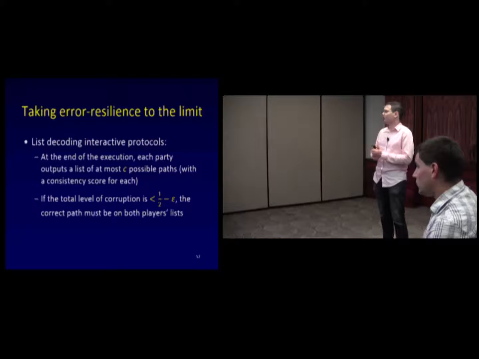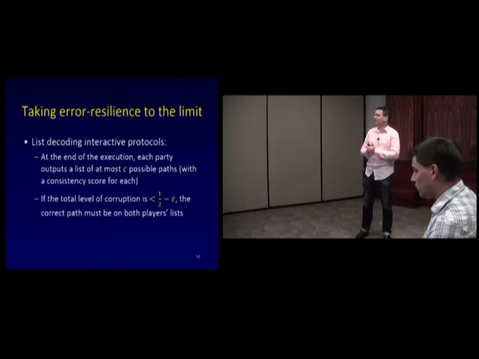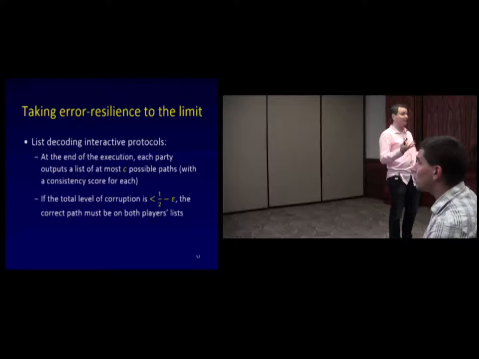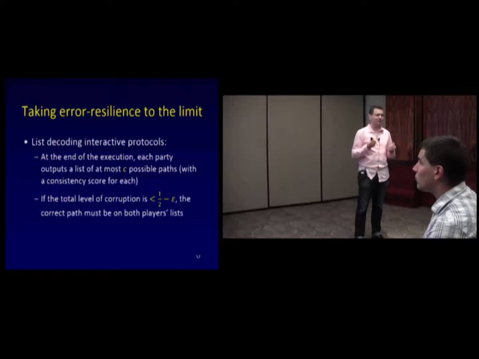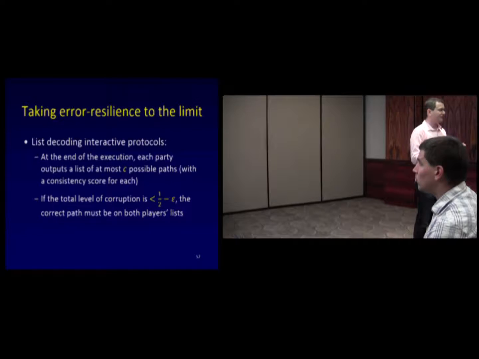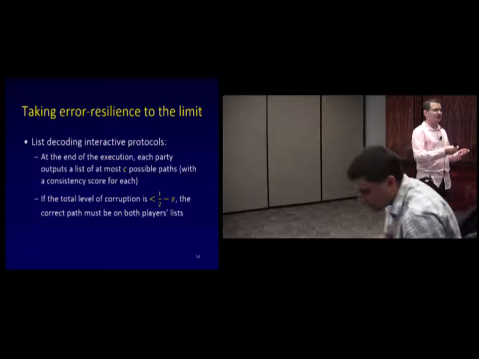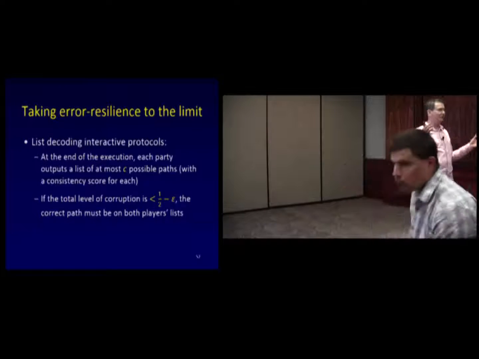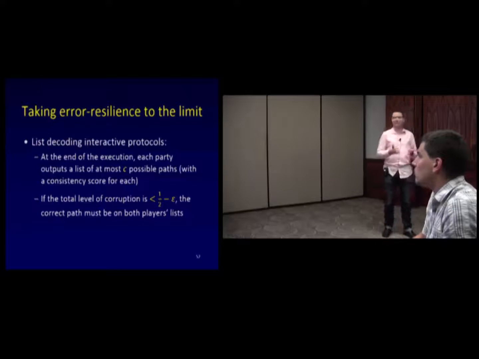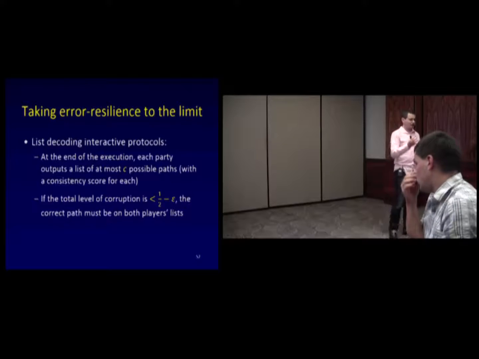Okay, so list decoding for interactive protocols means that after the execution, each party outputs a list of C possible conversations that happened. And this really takes this concept of not having a state to the limit, because it means that not only do we not know where we are, each of us has a list of possible things we might be talking about, and somehow we still hope, in the end, for this list not to diverge completely.